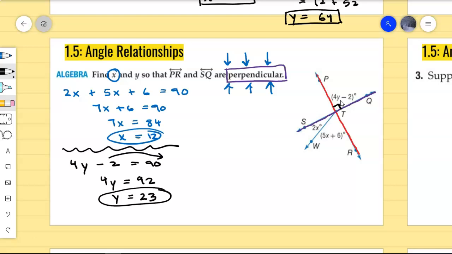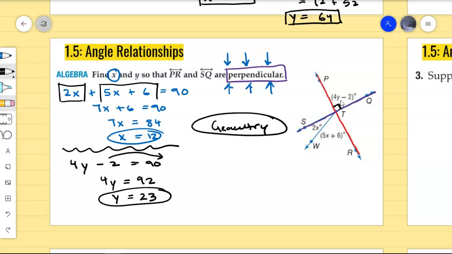So what was the pattern here? You need to use the geometry. Let me remind you again. You need to use what you learned in geometry to set up a relationship. The relationship that we set up in the first one is we said 2x plus 5x plus 6 is equal to 90. That was you using your geometry skills.